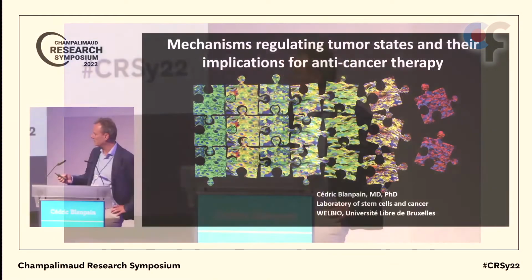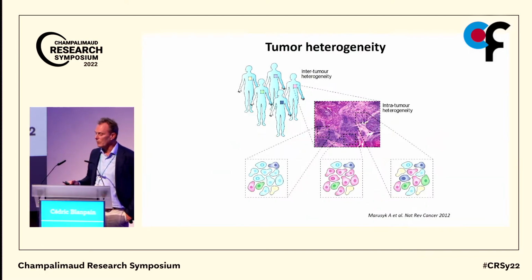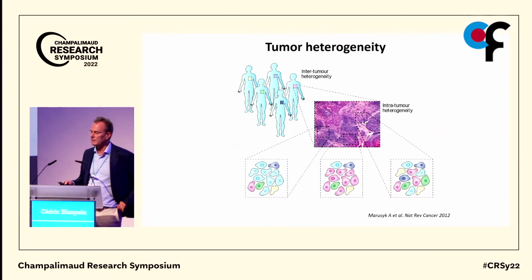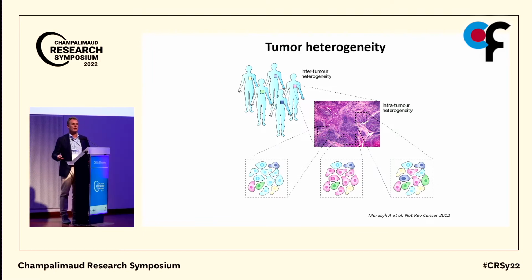So today, as my title indicates, I'm going to talk to you about the mechanism that regulates the different tumor states and their implication for cancer therapy. As you know, and you heard many times in this meeting, within a given tumor, not all tumor cells are alike. Some cells proliferate, other cells differentiate, some cells invade the underlying tissue, circulate in the blood vessels, and can seed to distant organs and can lead to metastasis.